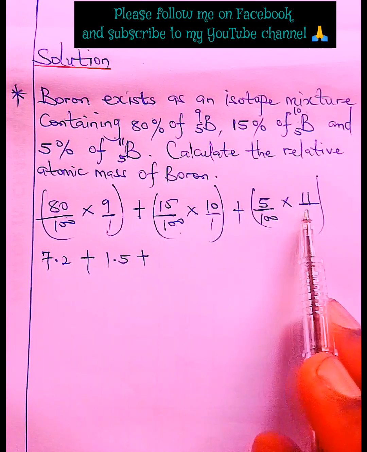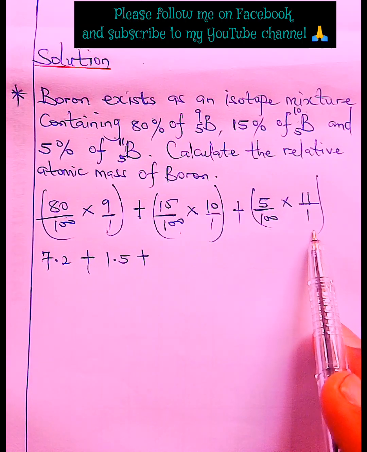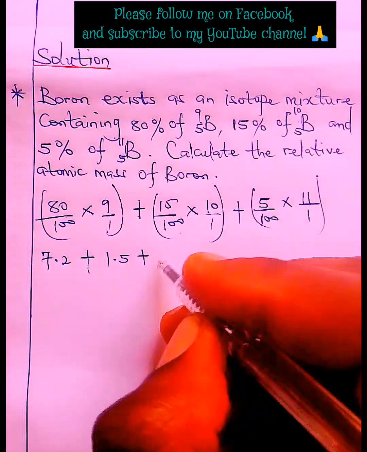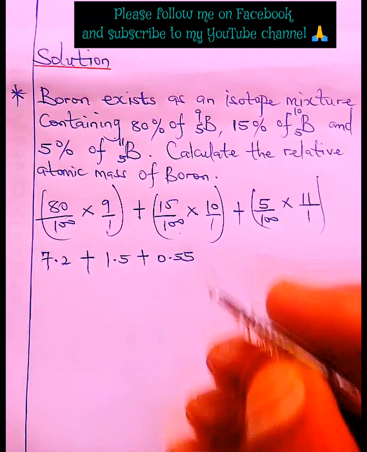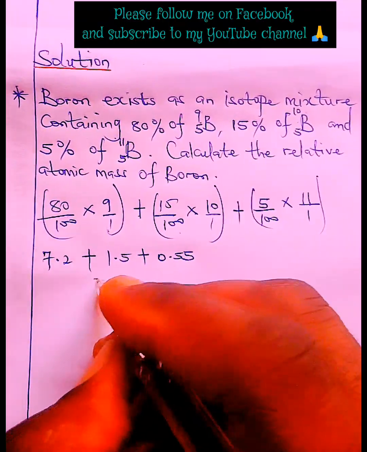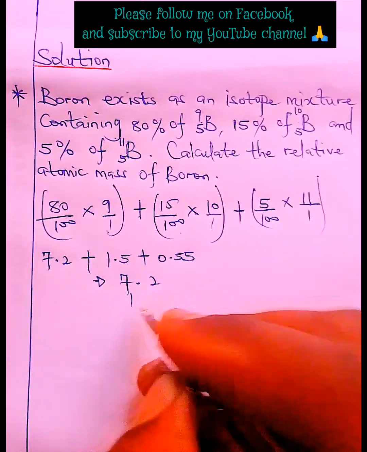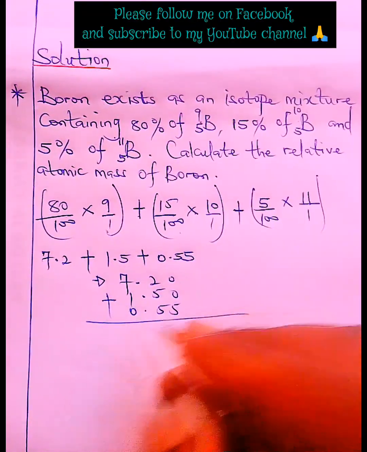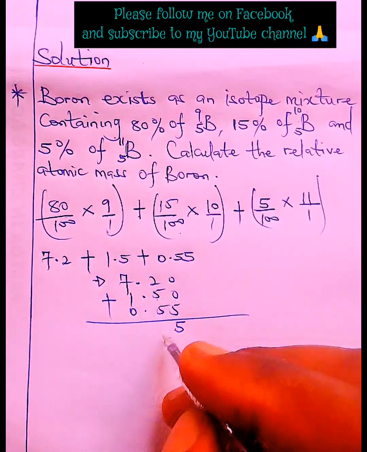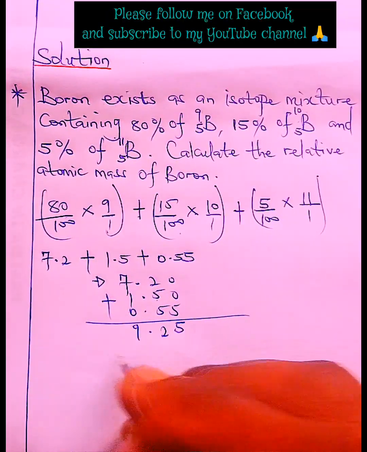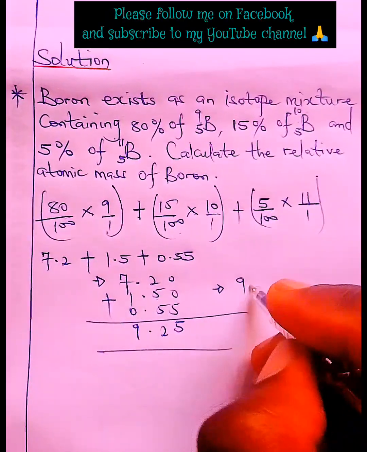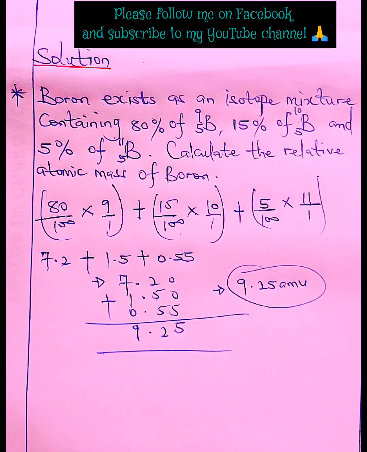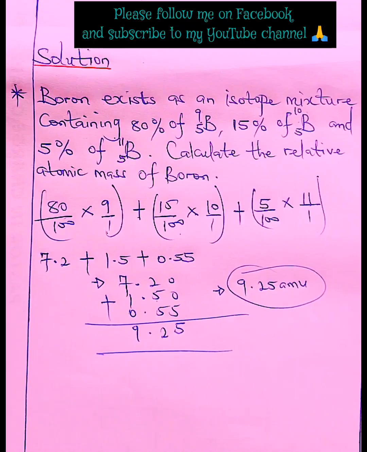And then the very last one, 5 over 100 times 11 over 1. When you multiply, 5 times 11 is 55. 55 divided by 100 will give us 0.55. So when we do the mathematics and add them up, 7.2, 1.5, 0.55, let's sum them up. What do we have? That's 9.25. So what we have here is 9.25 atomic mass units. As simple as that. That's how to get the relative atomic mass for the very first question.